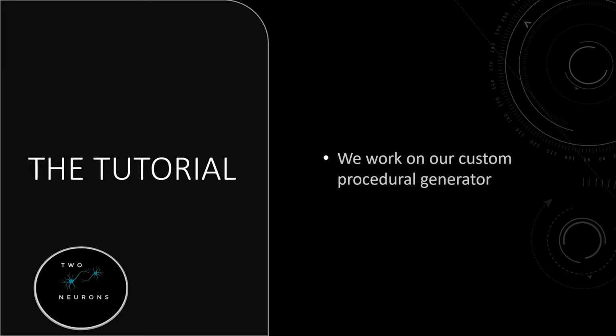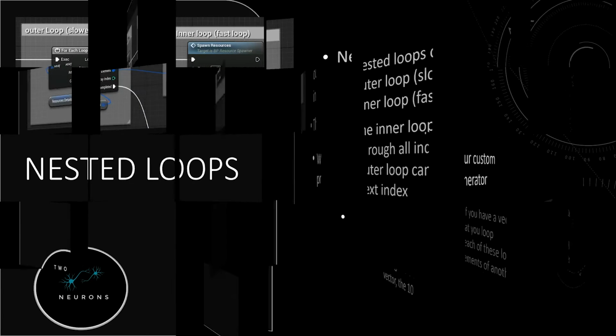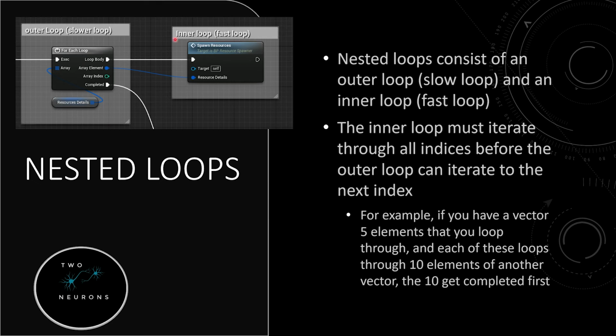In today's tutorial, we'll begin designing and working on our procedural generator. This will be used to spawn in our trees and our herbs. To do so, we need to understand nested loops. So really briefly, let's go over what nested loops are. On the left here, we have an image taken from the actual prep file for today's lesson. In it, you can see that we have an outer loop commented on and an inner loop.